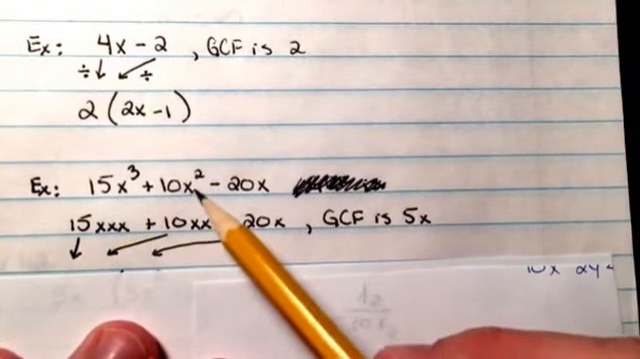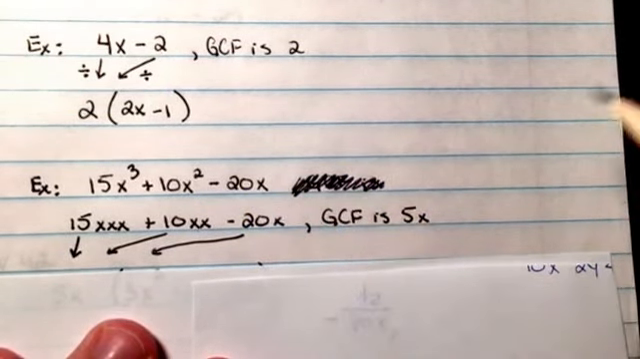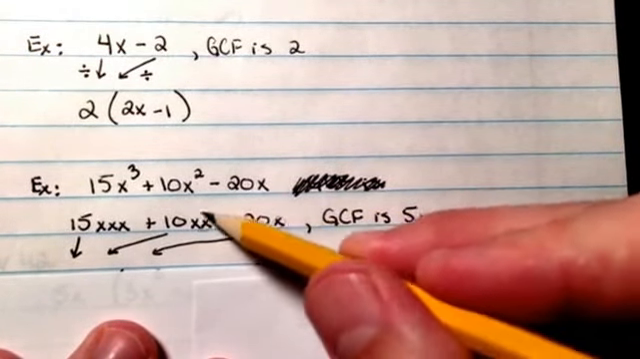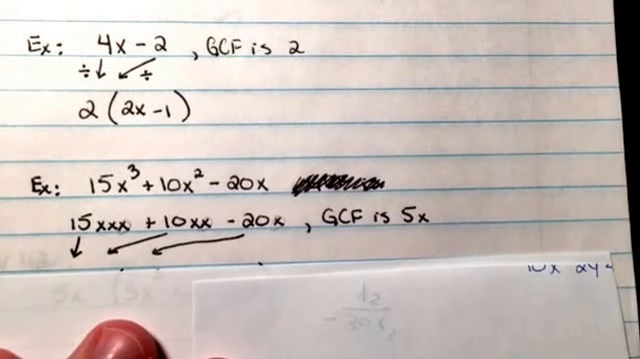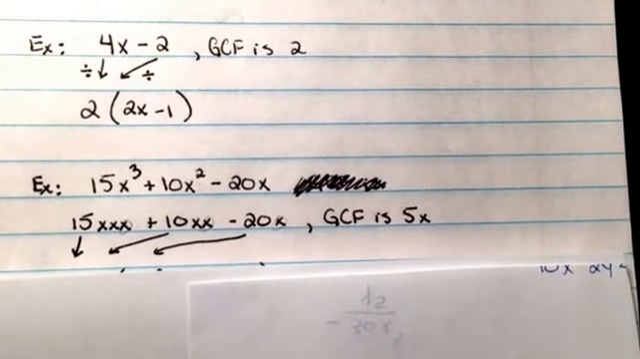This had 3 x's. This had 2 x's. This had 1. How many x's does each one have in common? Just 1. This one. All right. You can't pull out 2 x's because this doesn't have 2 x's. You can't pull out 3 because neither one of these two have 3 x's. You've got to pull out what they have in common. They all had just 1 x in common.